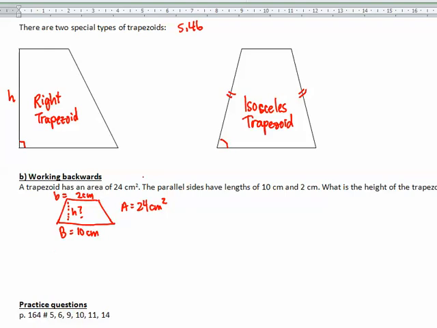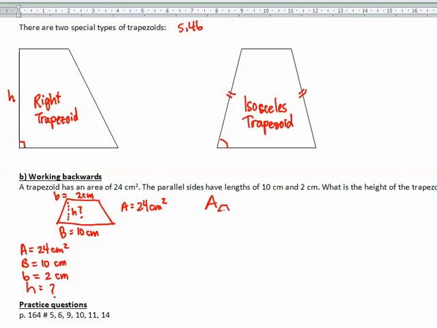I could also make it into a list and put area of the trapezoid is 24 centimeters squared. Big base is 10 centimeters, small base is 2 centimeters, and height, we don't know. Whichever way is easiest for you to organize the information, use that. So as soon as you have all the information, then I can calculate and use the formula. So let's just rewrite the formula.